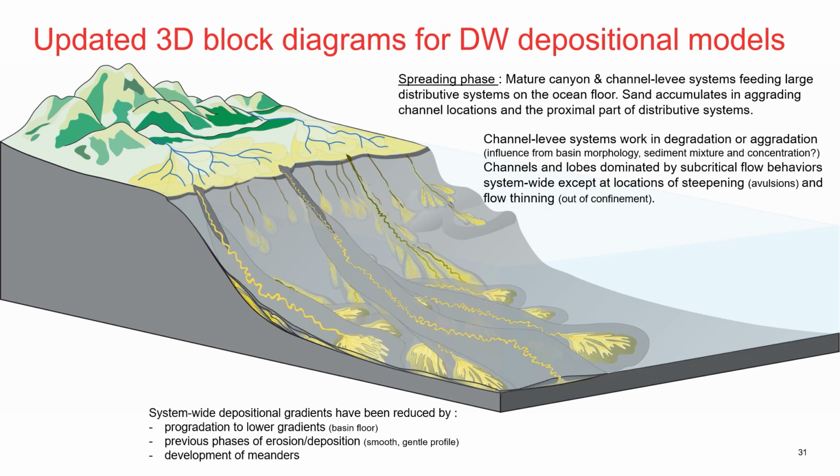In the end, a mature canyon connects to a channel-levee system, feeding large distributive systems on the ocean floor. Sand accumulates in aggrading channel locations and the proximal part of distributive systems. Big levees grow over previous terminal lobes, and occasionally an avulsion can create a local increase in gradients capable of a small or short-term reset of the system.